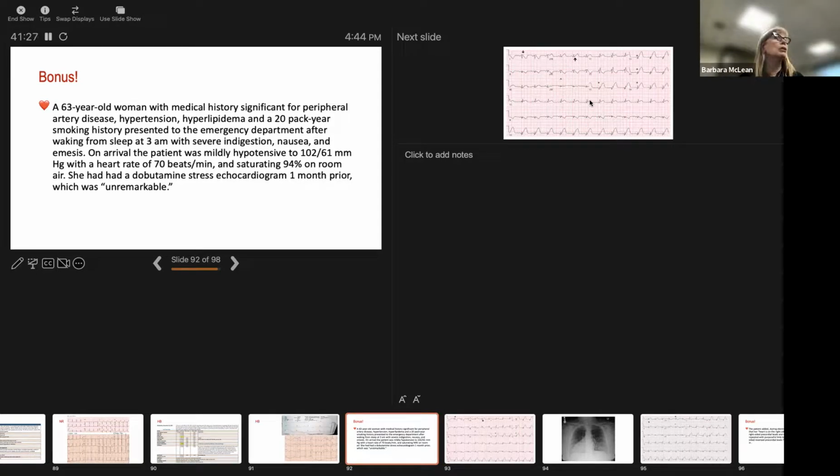She arrives to the ED. She's mildly hypotensive, 102/61 with a heart rate of 70, saturating 94%. She had had a dobutamine stress echocardiogram 1 month prior, which was unremarkable. Well, for me, the fact that she had a dobutamine stress test tells me something, right? She may not know everything. She might not be sharing everything, but she had a dobutamine stress test.